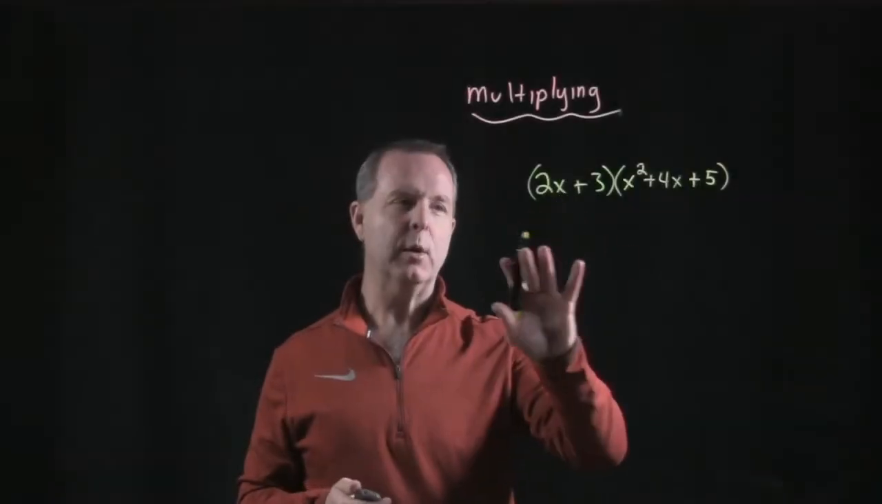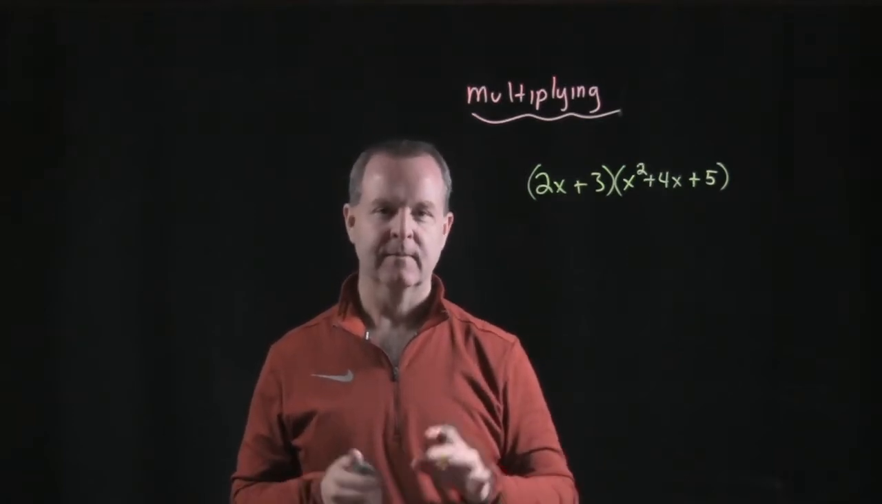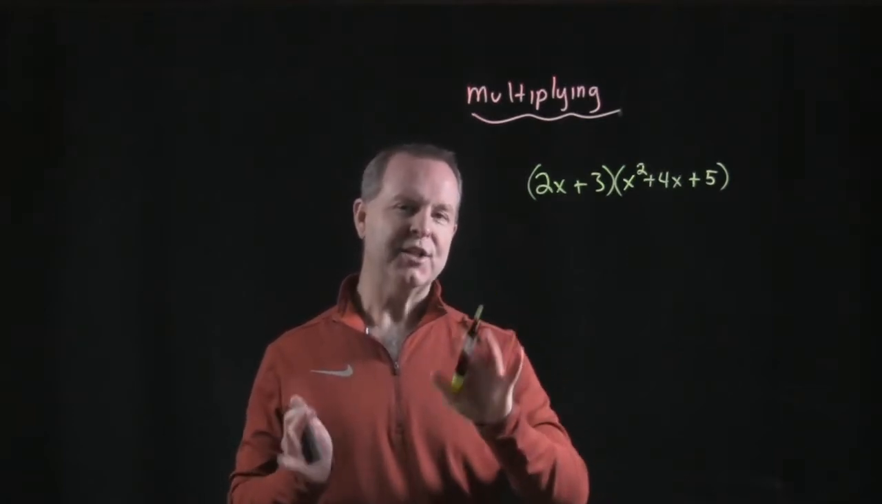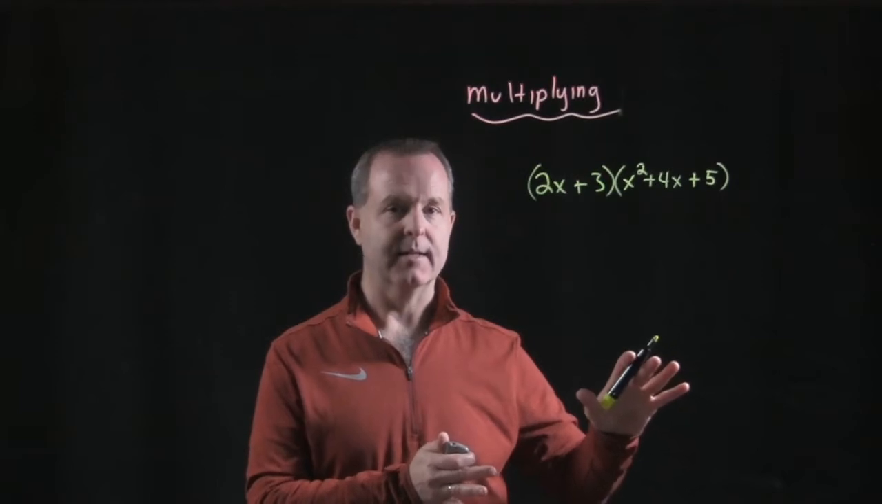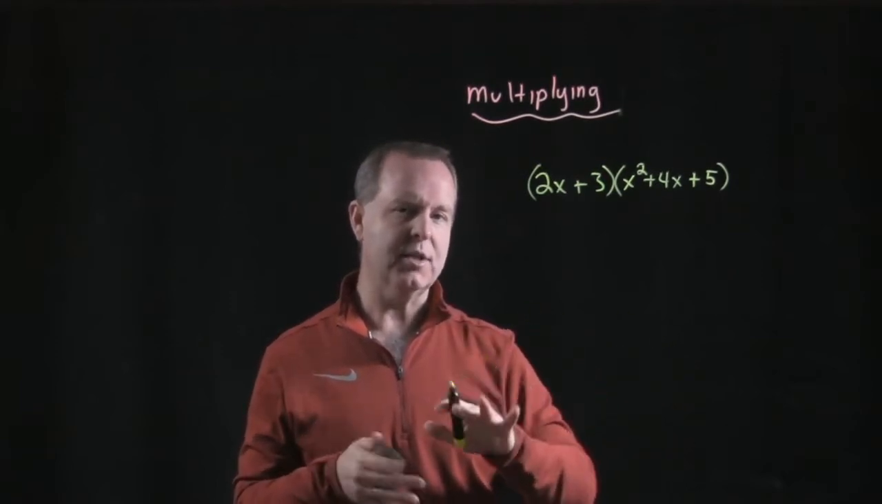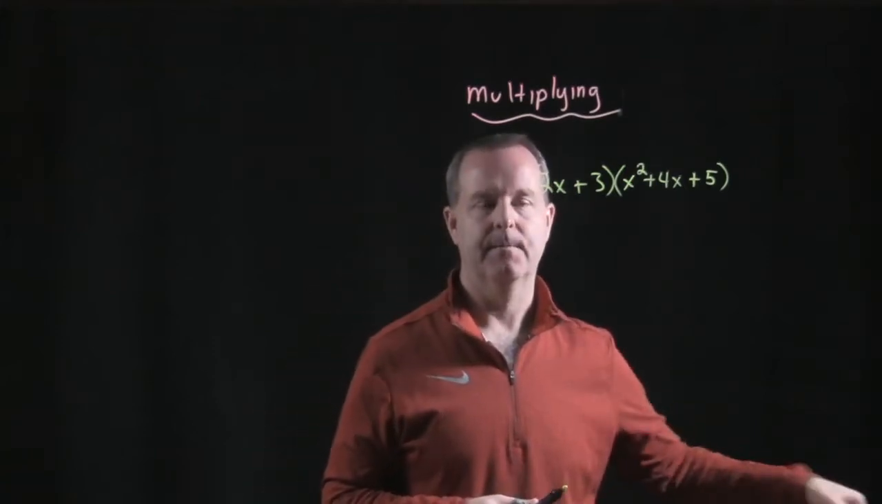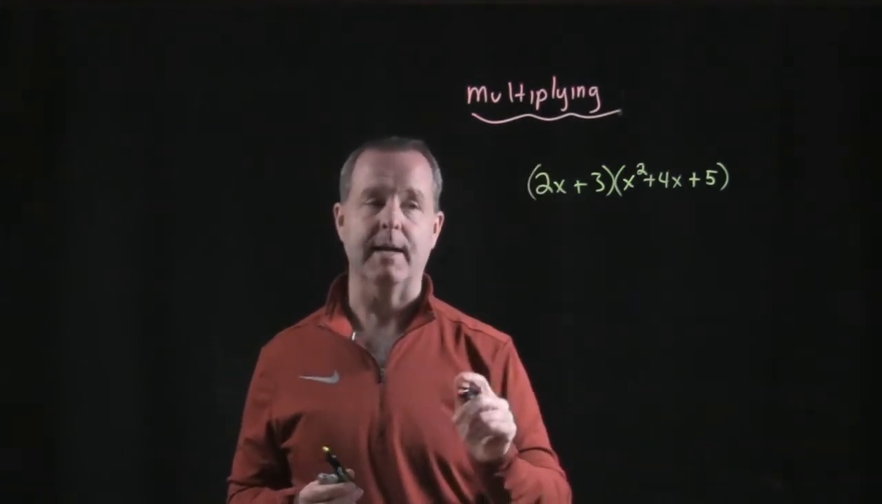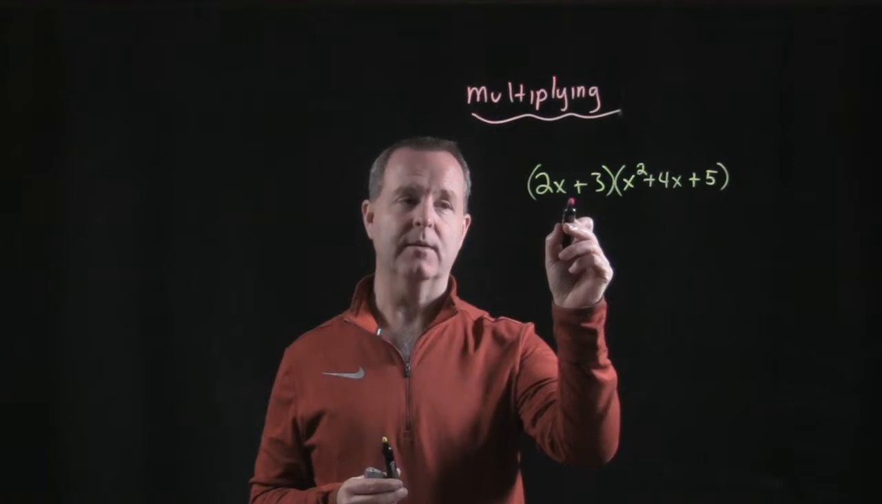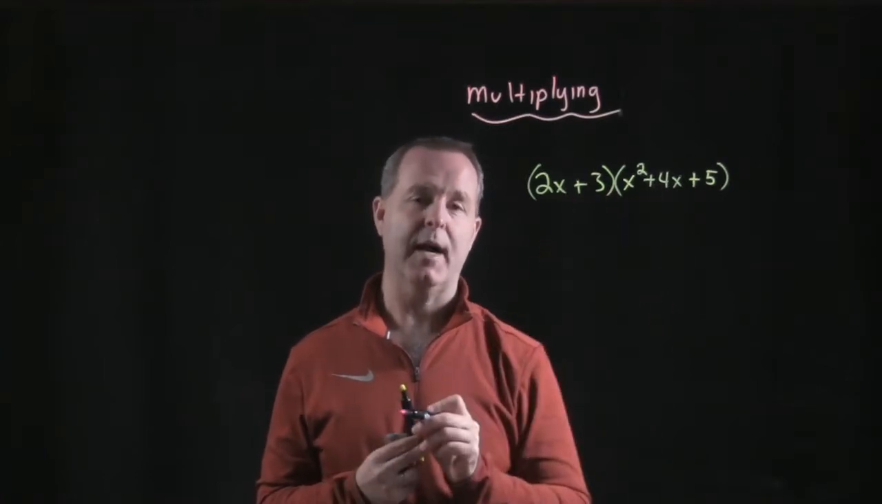Now we have a binomial times a trinomial. Now the process adds just one more layer of steps to it. I don't think it makes it more difficult. It just adds another layer to it that may make it look a little bit more difficult. So the process is the same. Everything in this binomial has to be multiplied by everything in the trinomial.